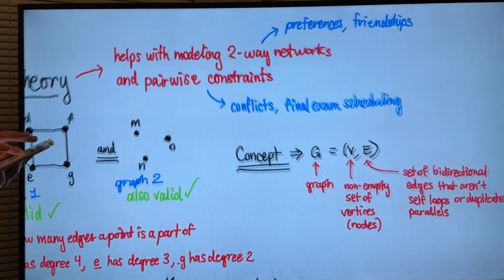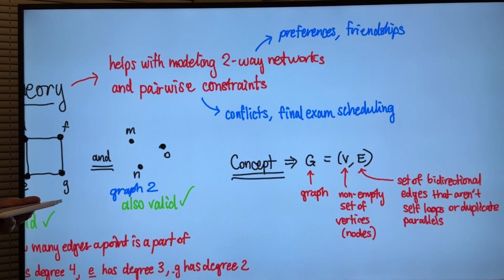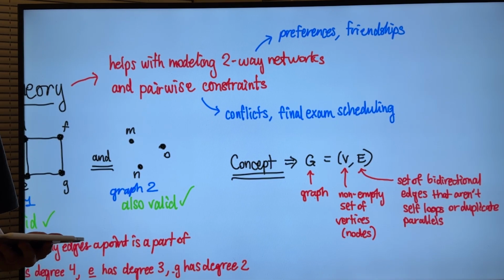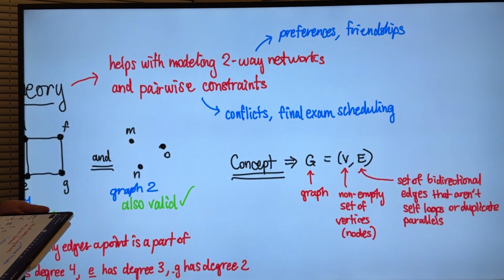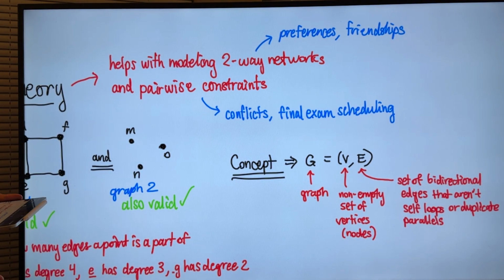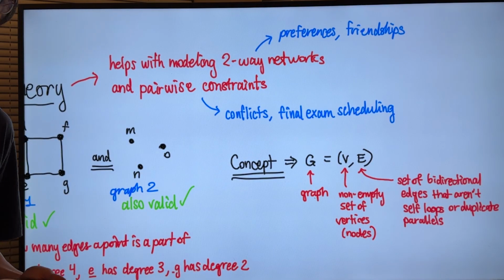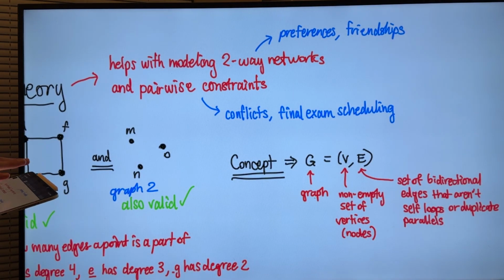Well, some uses of it. It helps with modeling two-way networks and pairwise constraints. By two-way networks, think people's preferences, maybe for foods or hobbies, or even friendships, like Facebook friendships. It goes two ways. Mutual friendships, we're assuming they're not unrequited. And for pairwise constraints, we think of time conflicts that we potentially want to avoid, such as final exam scheduling and making sure that you don't have to be in two places at the same time for an exam.